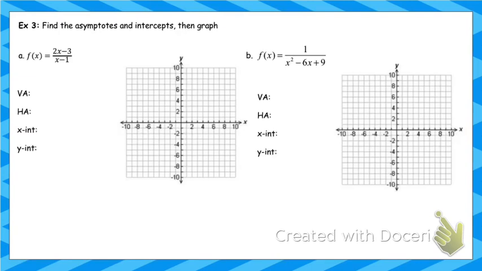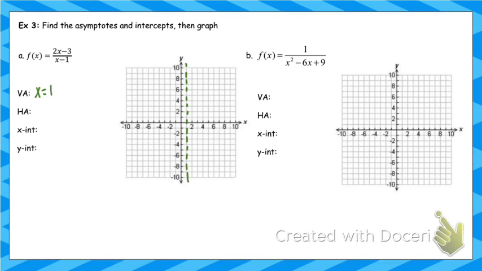All right, so let's go ahead and actually graph this. So we're going to start, again, the same way we just did. Vertical asymptote, set the bottom equal to 0. So I'm going to graph the line x equals 1. It's an asymptote, so I'm going to make it a dotted line.